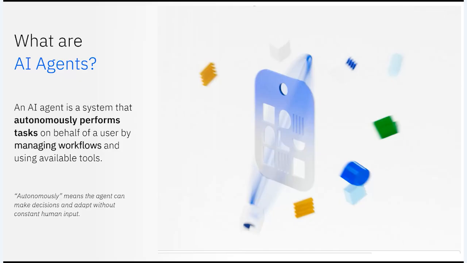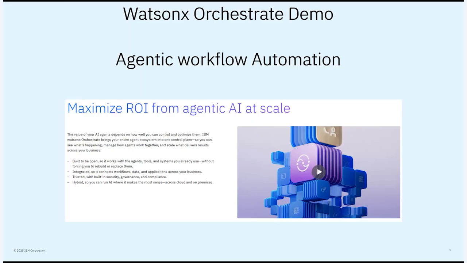Agents differ from simple chatbots by having autonomy. That is, the ability to use tools, learn from outcomes, and orchestrate workflows across different applications to complete objectives. Let's see watsonx Orchestrate in action, addressing use cases for workflow automation during a brief demonstration.